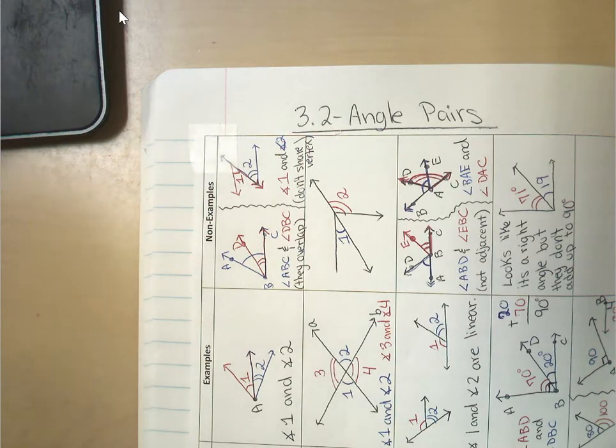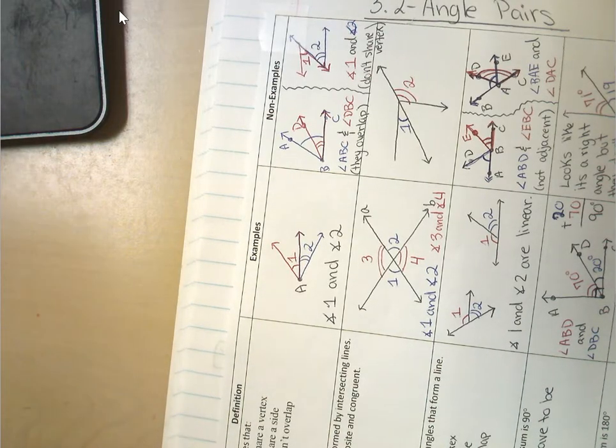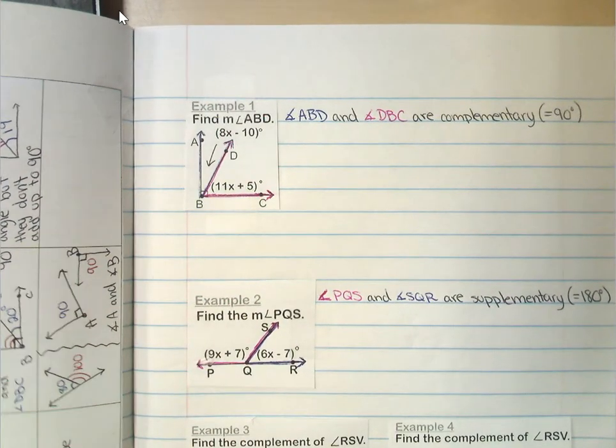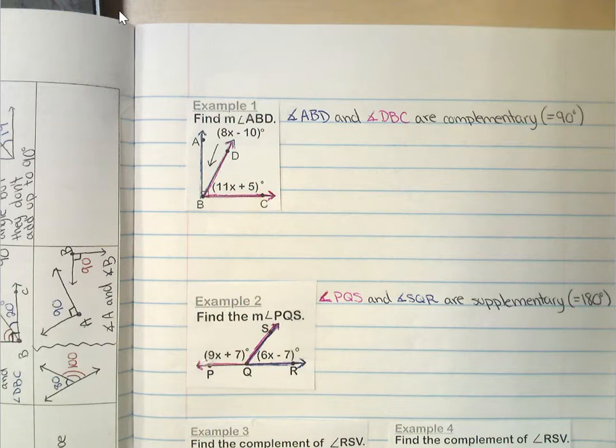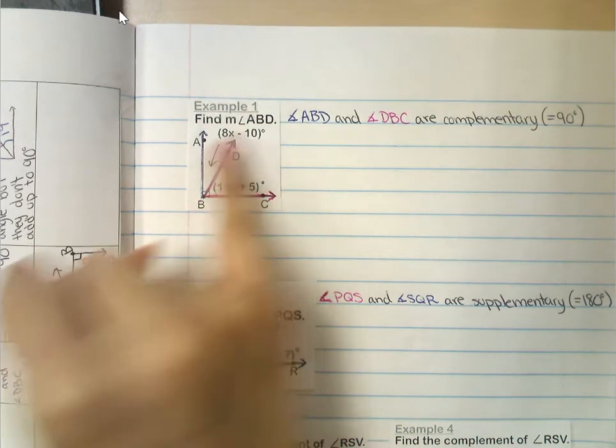Right, this section is titled 3.2 Angle Pairs. The vocabulary, again, you can find under the section with notes. The examples that I'm going to do in this video are examples 1 and 2, where we see complementary and supplementary angles. So when you look at example 1, it says find the measurement of ABD.